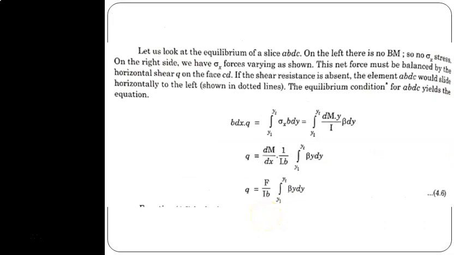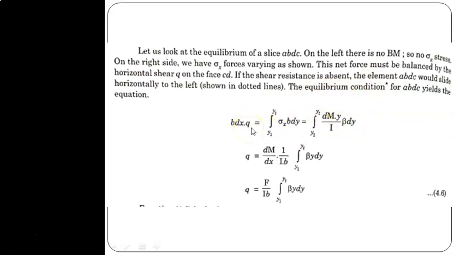Let us look at equilibrium of slice ABDC. On the left, there is no bending moment, so no sigma x stress. On the right side, we have sigma x forces varying as shown. This net force must be balanced by the horizontal shear Q on the face CD. If the shear resistance is absent, the element ABDC would slide horizontally to the left. The equilibrium condition for ABDC yields our equation.